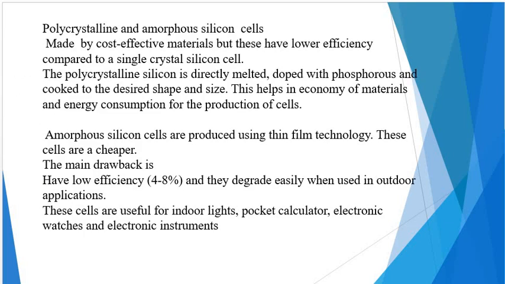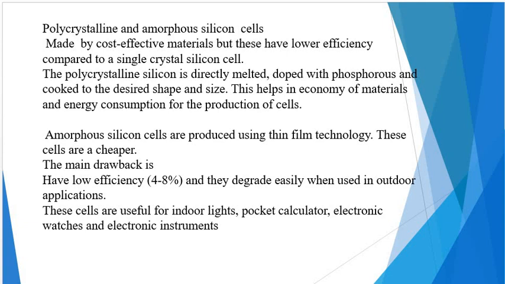Polycrystalline and amorphous silicon cell. This is made by a cost-effective material, but this has a lower efficiency compared to the single crystal silicon cell. The polycrystalline silicon is directly melted, doped with phosphorus and cast in a desired shape and size. This helps in economy of materials and energy consumption for production of cells.